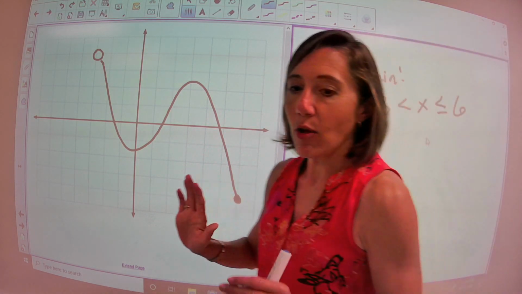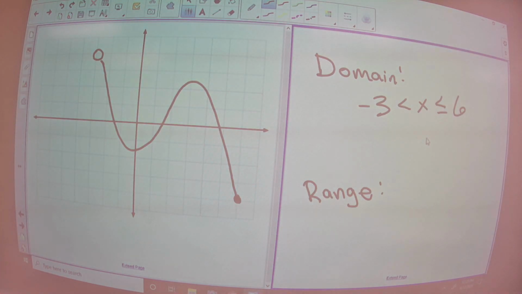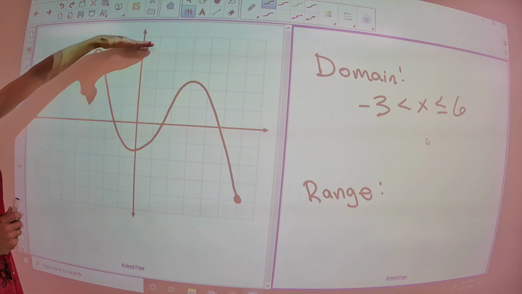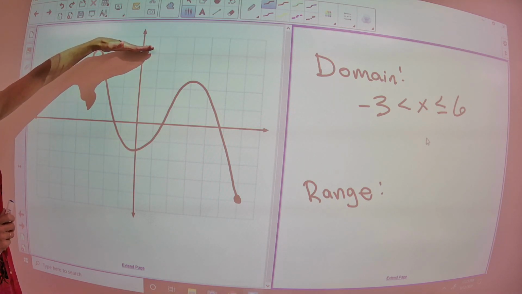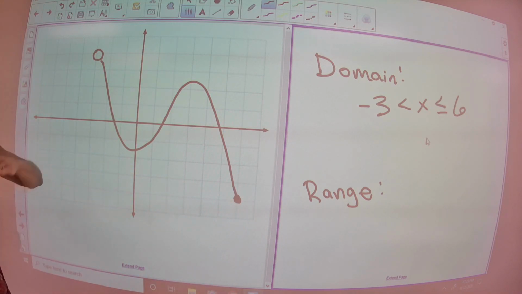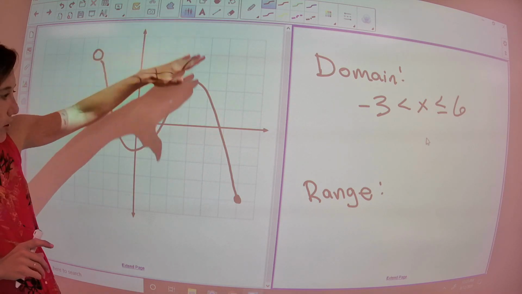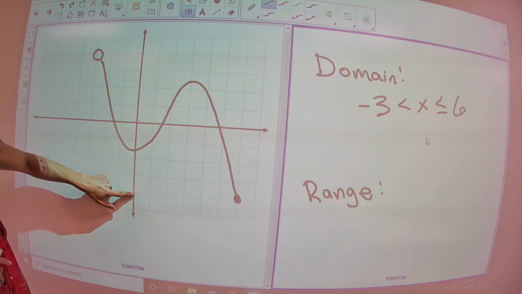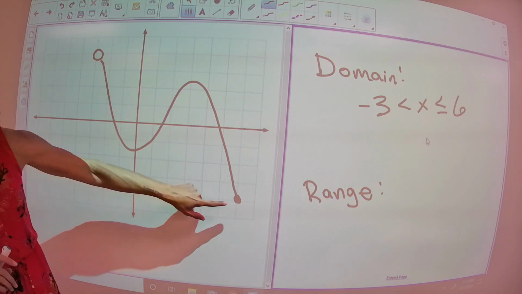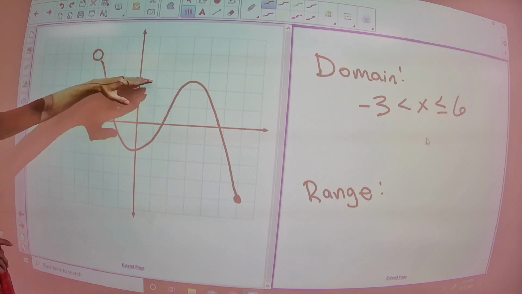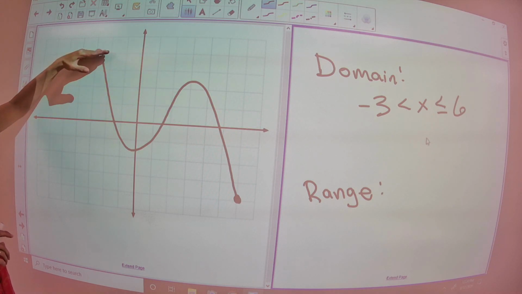Now let's look at the range. So range is your y's. How far up and how far down does this go? So the highest point that I can find is up here, and the lowest point that I can find is down here. How far up and how far down. So let's go with the lowest limit first. So the low end would be 1, 2, 3, 4 steps below 0. So that would be at a -4. And then the high end would be 1, 2, 3, 4 steps above 0.